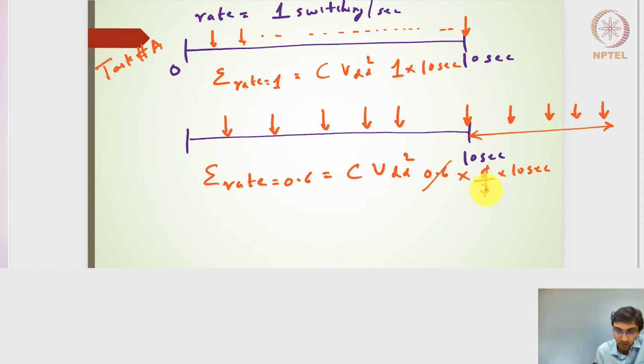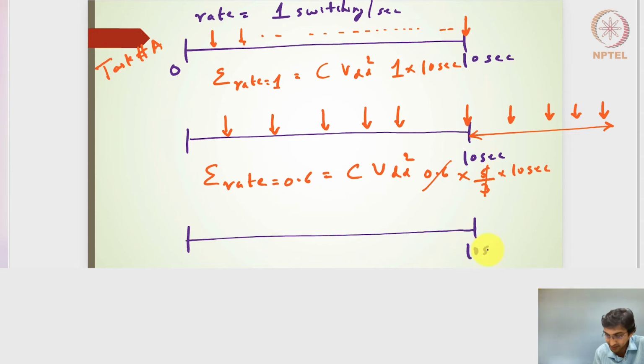Again, if I have one more case where the rate is doubled, and let's say that this is 10 seconds. The rate is doubled in the sense the rate is now 2. That means that I will now have more switching. So I will have 10 switchings: 3, 4, 5, 6, 7, 8, 9, and then 10. And task A is completed exactly in 5 seconds.